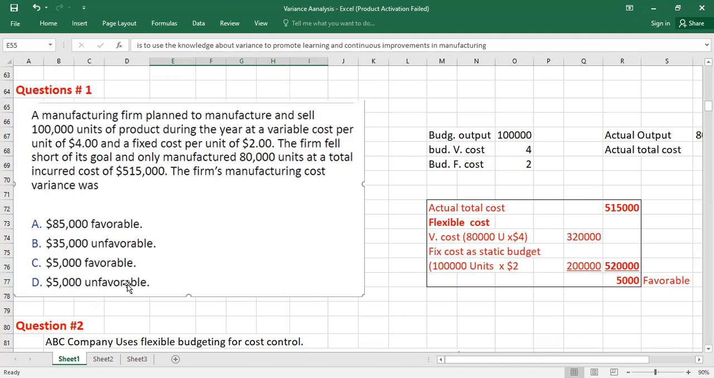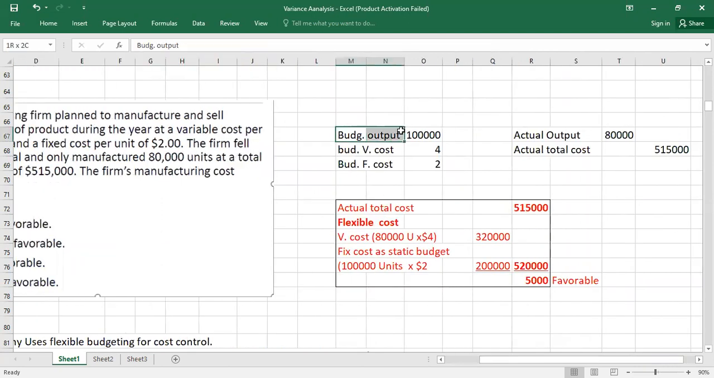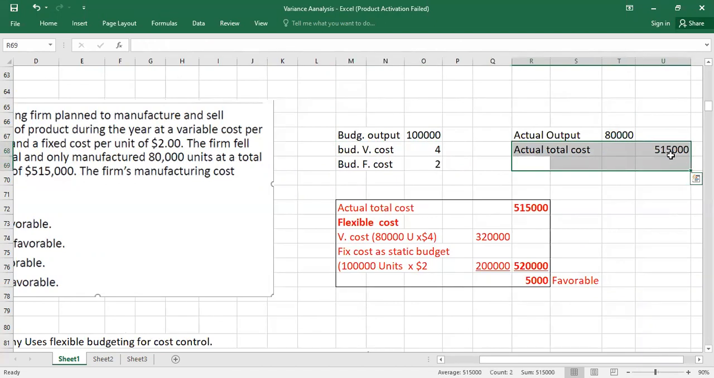So now we need to learn with the help of the example. Let's move to the solution now. This is the data provided in the question. We are provided with the budgeted output, which is 100,000. We are provided with the budgeted variable cost, which is $4. We are provided with the budgeted fixed cost, which is $2. And we are also provided with the actual information. The actual output is 80,000 units. We have an actual total cost of 515,000, and this includes variable plus fixed cost.